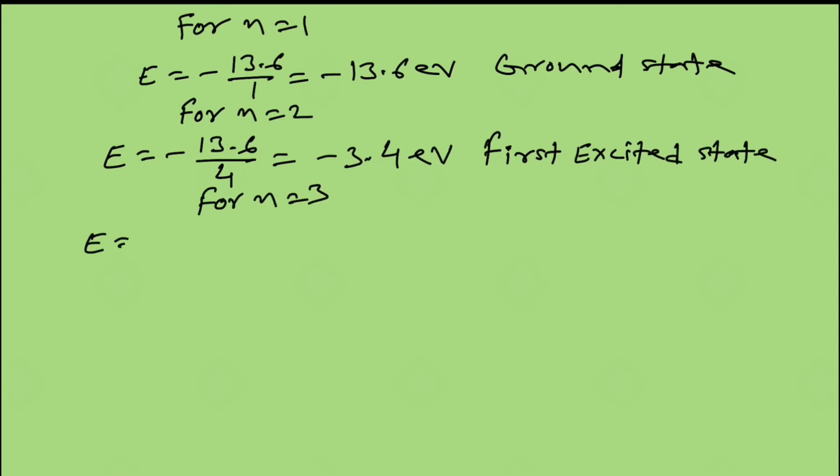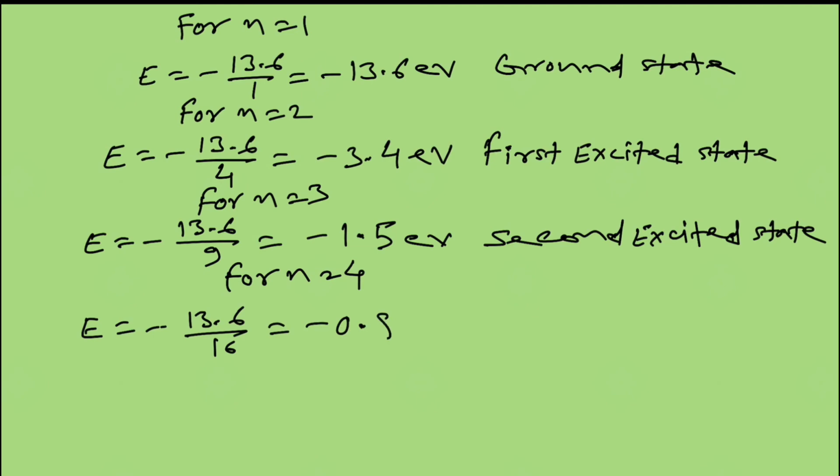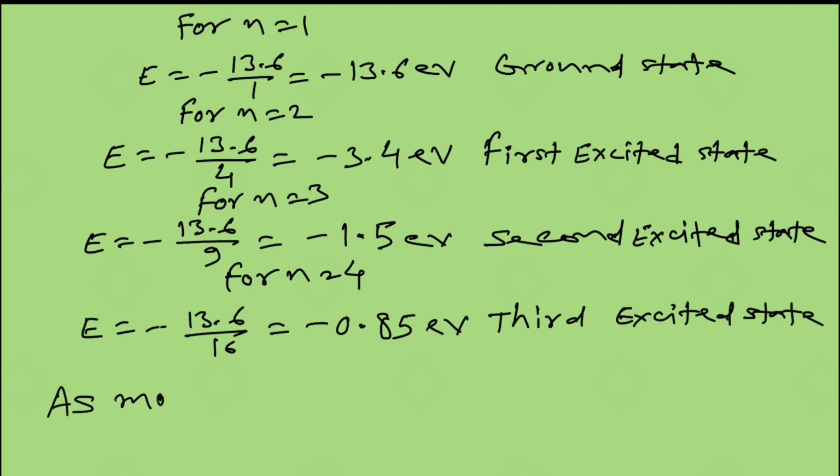For n is equal to 3, we get E is equal to minus 13.6 upon 3 square is 9. If we divide, we get minus 1.5 electron volt. It is the energy of second excited state. For n is equal to 4, we get E is equal to minus 13.6 upon 4 square is 16. And if we simplify, we get minus 0.85 electron volt. This is the energy of third excited state.